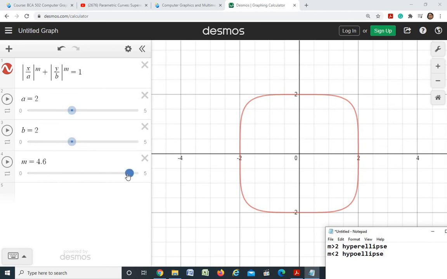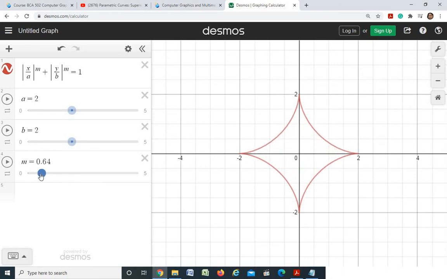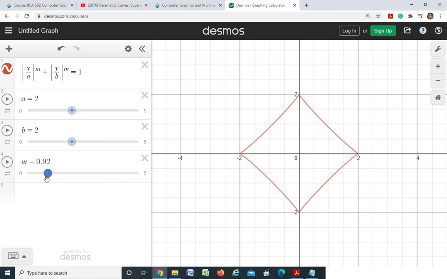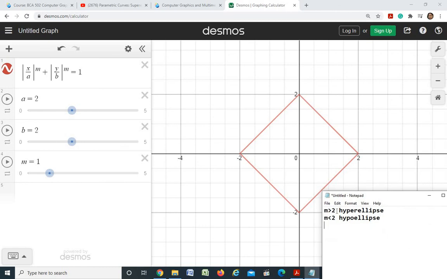So just put it here. When you reduce the size of m, you're getting a cross-like structure. And when m equals 1, you get a rhombus. This is your rhombus. Let me type it here: when m equals 1, we get a rhombus.